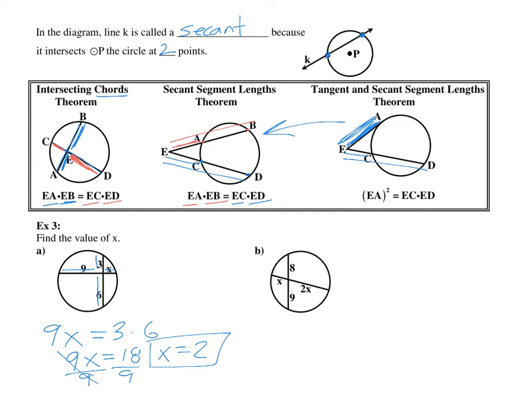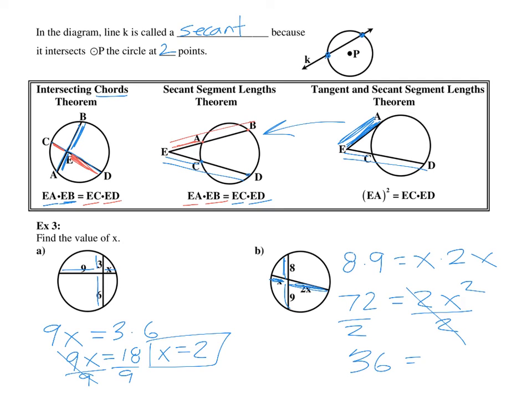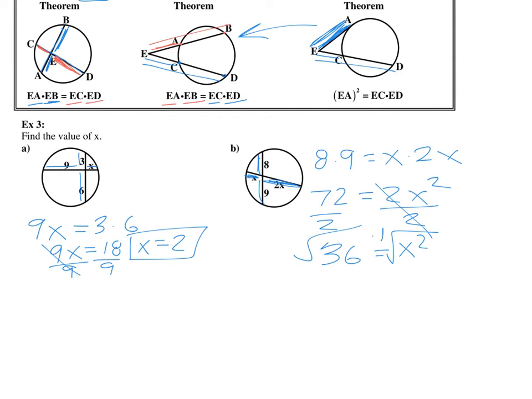Done. For part B, I have 8 times 9 is equal to x times 2x. So I have 72 is equal to 2x squared. Don't forget the squared part. I have to divide by 2 first before I square root both sides. Take the square root of both sides. And here I have positive negative. X is equal to positive negative 6. Now, do I use the negative in this case? No, because if I plug it in here, I have a negative length, and that's not going to work. So take away the negative case. X is just equal to positive 6.